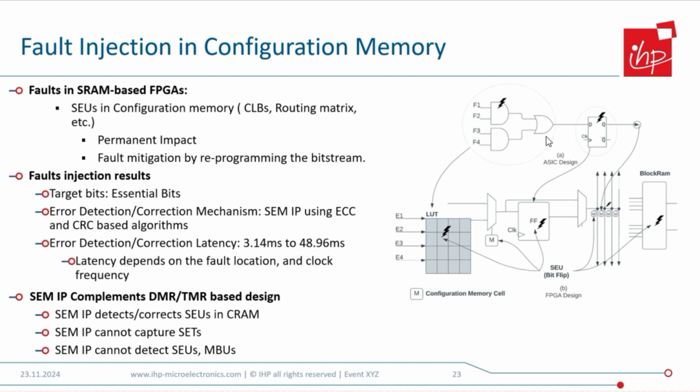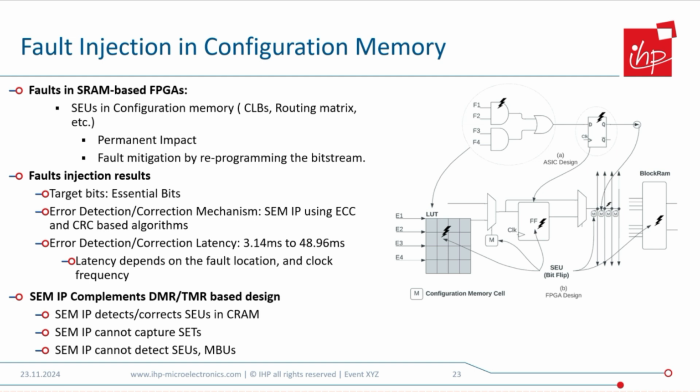But in case of ASICs, you don't have lookup tables generally. So the impact of a single event upset is different. For example, if there is an AND gate, this AND gate is implemented on a lookup table in an FPGA. So here, if the fault is happening in the configuration bit stream, it has a permanent impact. But here, it will not be permanent. There will be single event upset if it gets latched, but it can be overwritten by the next load.